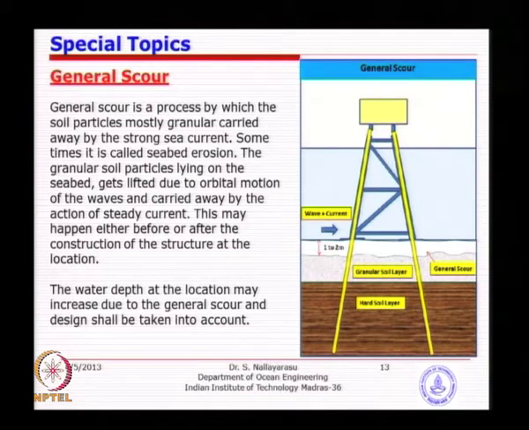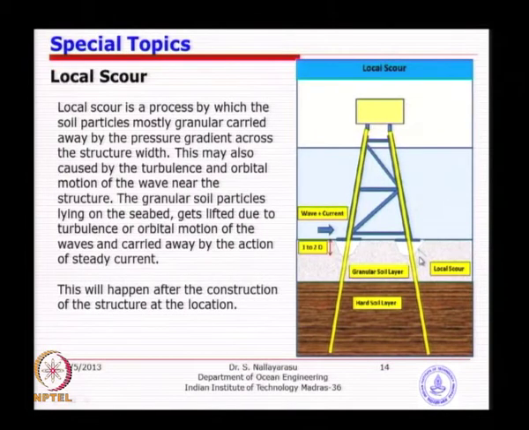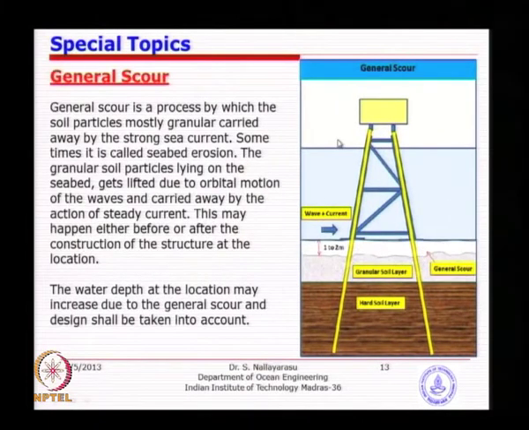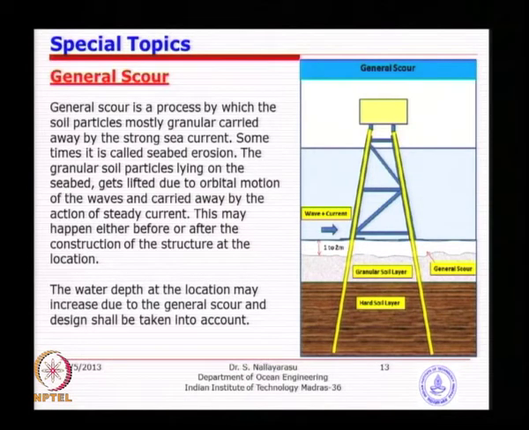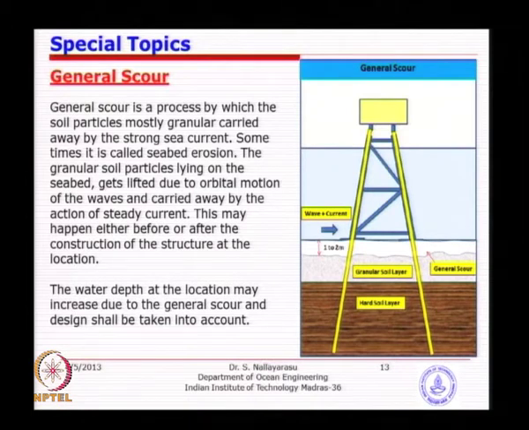Now, imagine what is the difference between the local scour and general scour. When a general scour happens, the water depth increases at the site, at the particular location of the platform, by this much. Whereas, when you do hydrodynamic calculations, I think most of you are familiar with wave theories and associated calculations, you will be using water depth. Here, general scour is over the overall area, so the water depth is going to be increased by that much.